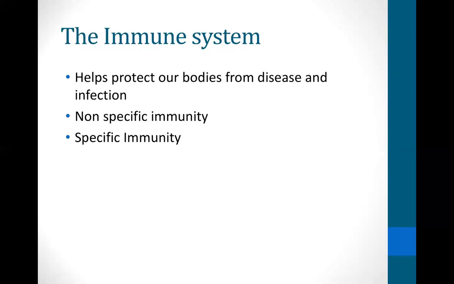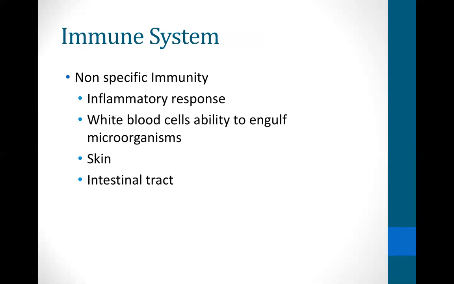A physical barrier would be our skin. A chemical barrier would be inflammation or the inflammatory response. We also have white blood cells that can engulf microorganisms. The intestinal cells have cells that are part of the immune system. So the non-specific immunity is immunity that we're born with or that we're able to produce right off the bat.